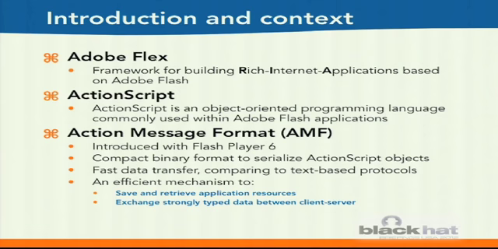Starting from Flash Player 6, Adobe introduced AMF, which is a binary protocol to serialize ActionScript objects. The ActionScript object graphs are basically properties in the form of key value pairs. The idea behind AMF is to either save and retrieve application resources locally, or, for example, exchange data between client and server.